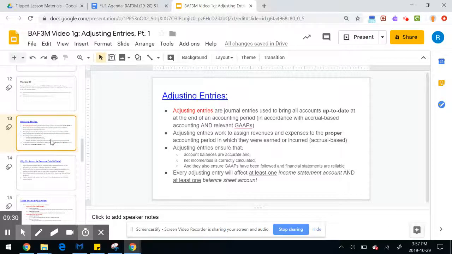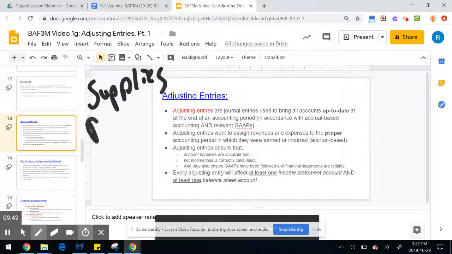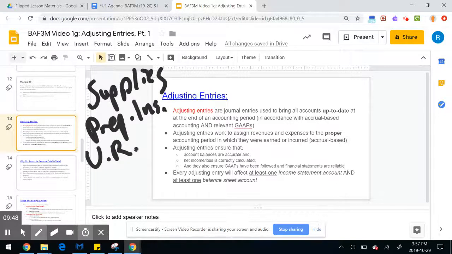Let's talk about what adjusting entries are and see if those make sense. Adjusting entries are journal entries used to bring all of the accounts up to date. Those three examples I just did, whether it was the transaction with supplies, the prepaid insurance, or the unearned revenue, in the case of all three of those adjusting entries, the reason we made the second entry was because October was ending. It was October 31st.